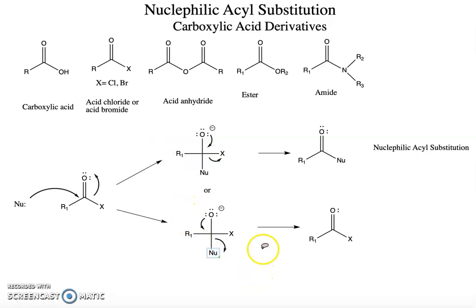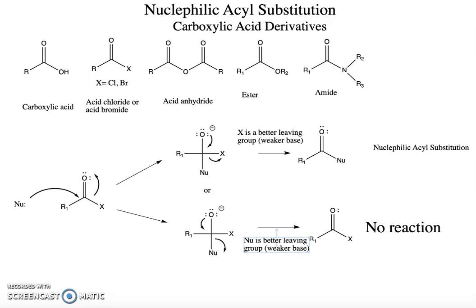On the other hand, maybe the electrons on the oxygen come down and my nucleophile leaves, as shown here. In this case, I get back exactly what I started with. In other words, I get no reaction. So what determines which of these two groups leave, whether the X group leaves or the nucleophile that just came in leaves? It all depends on which is a better leaving group.